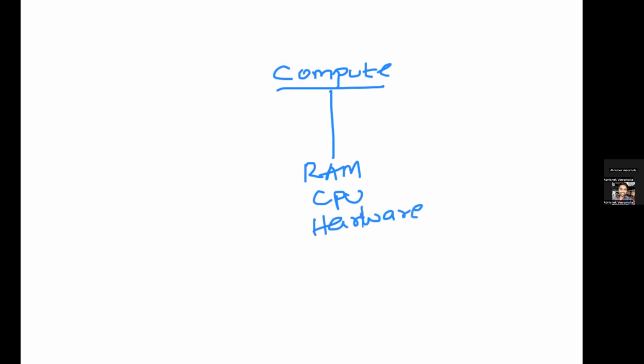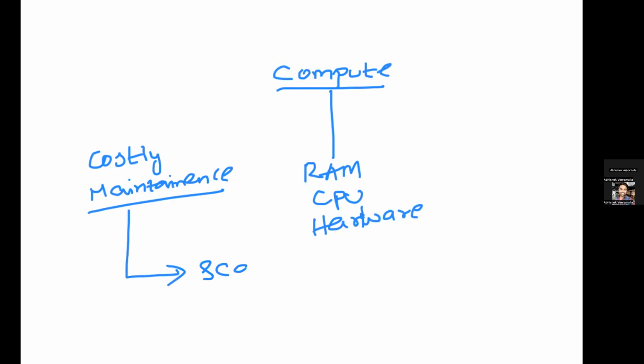Now when you keep adding compute to your Jenkins instances, the setup becomes not only very costly, but the maintenance also becomes very huge. So instead you should actually look for setups which can scale up and scale down automatically.